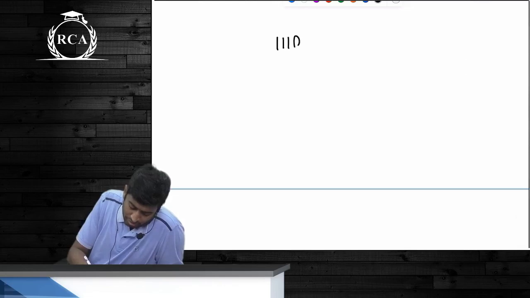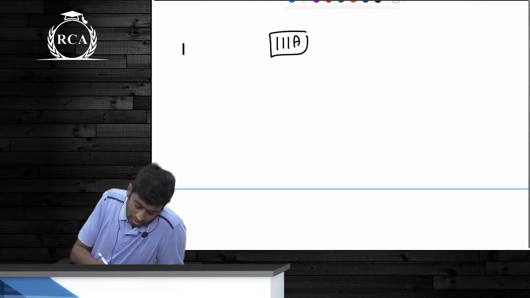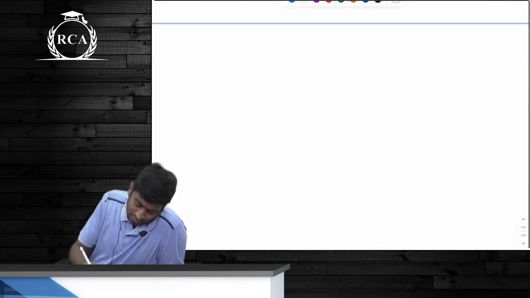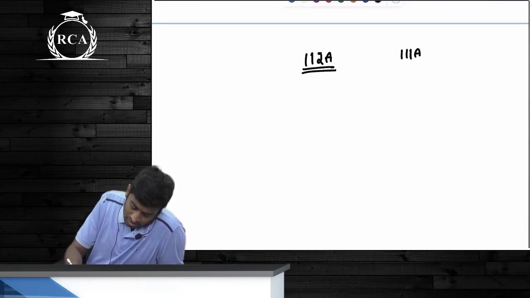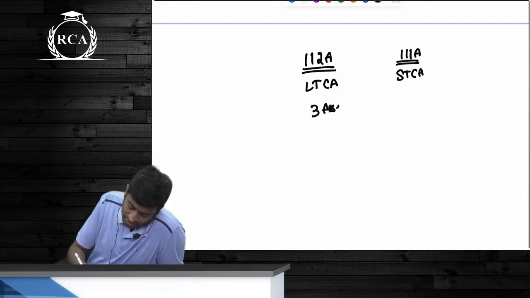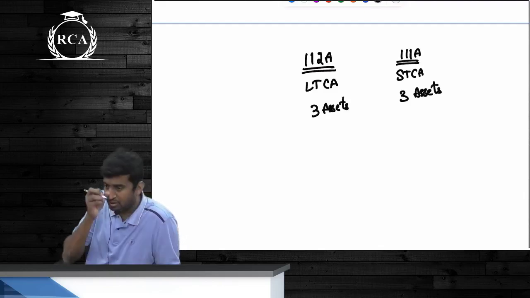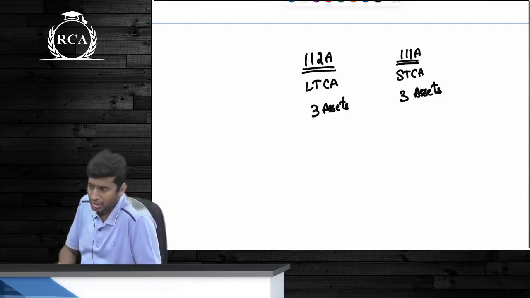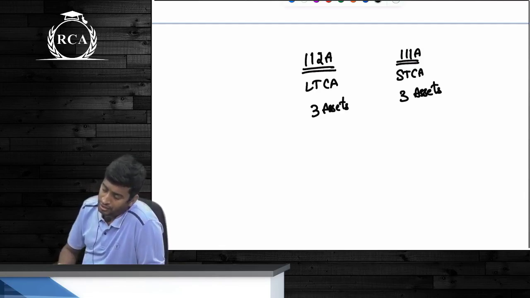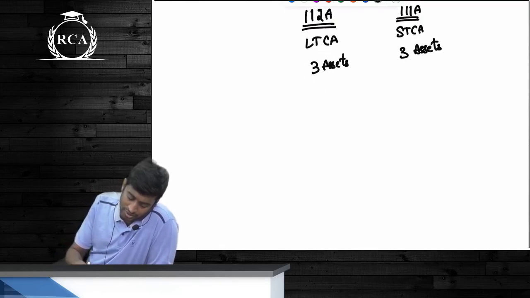The next amendment took place. Read it loudly. This is for long term, this is for short term. This is for those 3 assets. This is also for those 3 assets. Which are those 3 assets? Listed equity shares, units of equity oriented mutual fund, units of business trust.